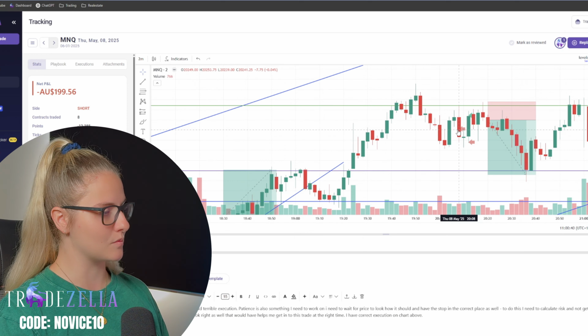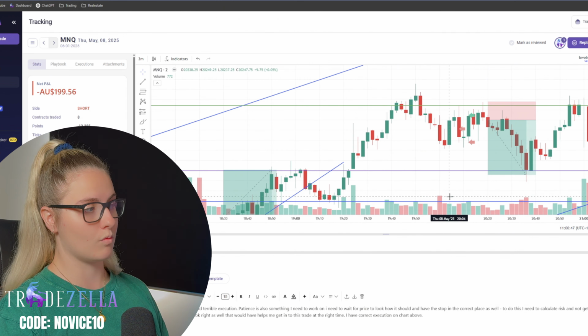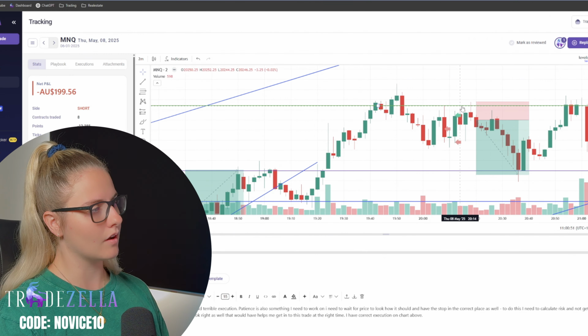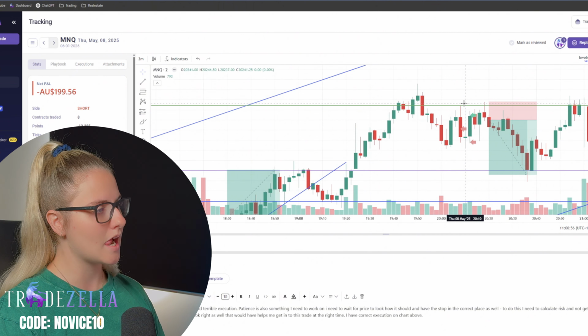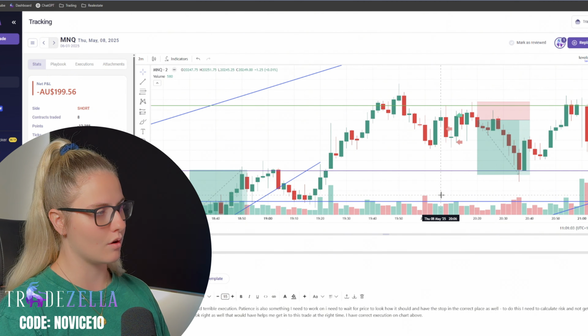My entry basically was here. Volume had been dying off in the pullback, as you can see here, which is again what caused me to enter here. But I didn't quite have that high 1, high 2 sort of pattern that I like to see, right? It wasn't very clear. So I could have been a little bit more patient with seeing that occur, right?